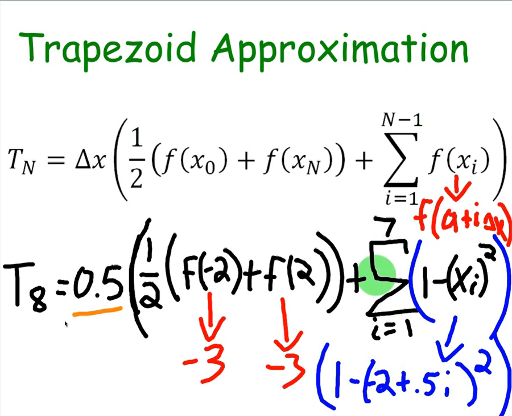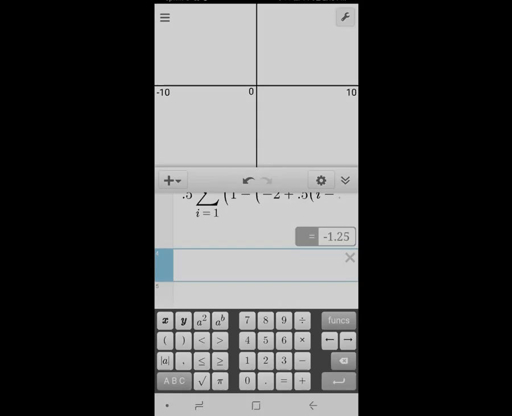Now let's take a look and see how to plug this into the calculator. So the first thing I'm going to plug in is this 0.5, and then I'm going to put my parentheses and go from there. All right, so 0.5 and then parentheses. Whoops, not a 1, parentheses.